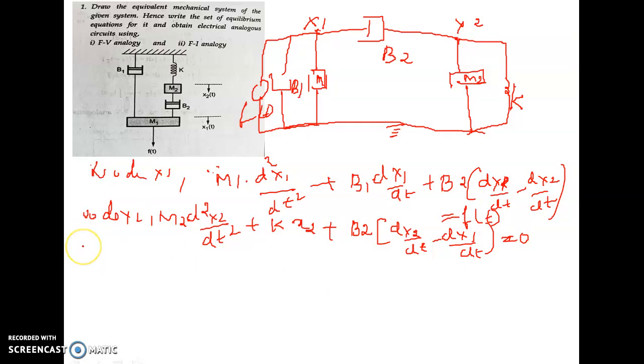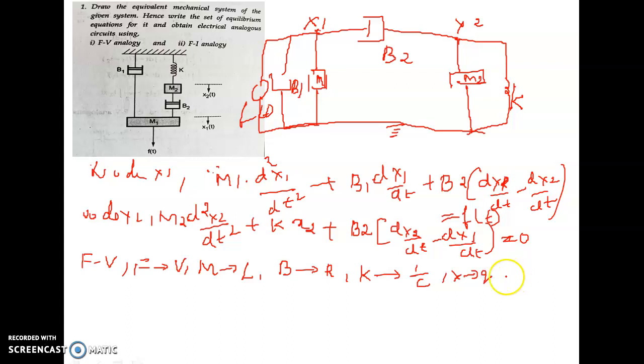Now let us write the Fe analogy. For the Fe analogy, first, force F is analogous to voltage, mass M is analogous to inductance L, damping coefficient B is analogous to resistance R, spring constant K is analogous to the reciprocal of capacitance C, and displacement X is analogous to charge Q.